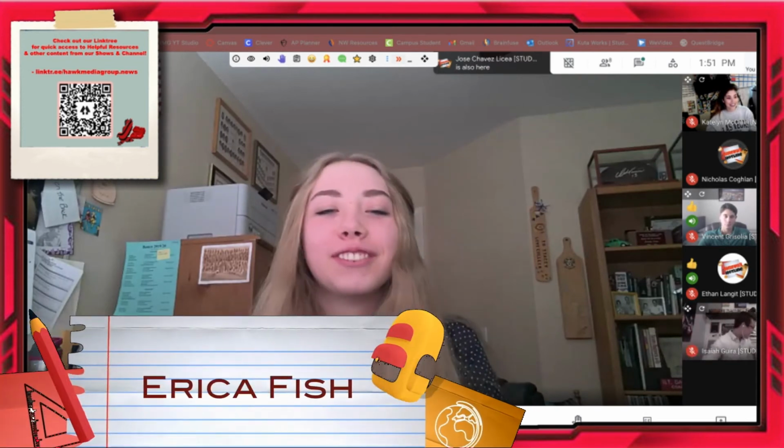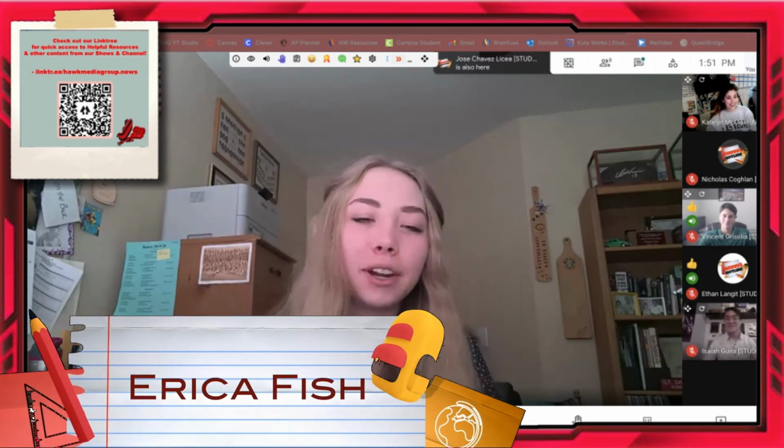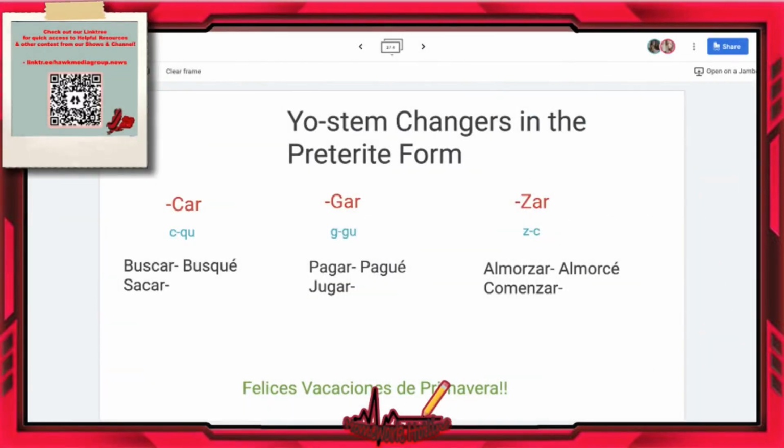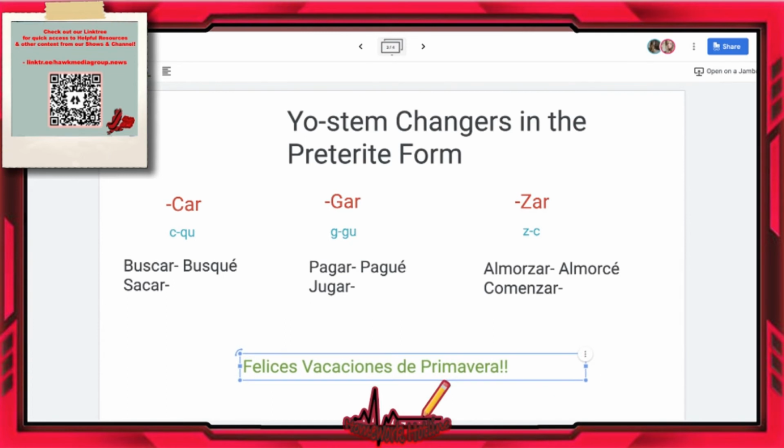So today we're going over some yo stem changers in the preterite form for Spanish. The preterite form is past tense. So this is going to be most helpful to our Spanish 2 and Spanish 3 students. This only applies to the yo form, the first person I form. There's a couple different stem changers for this. It's when you have something that ends in car, gar, or zar. So it kind of makes sense.